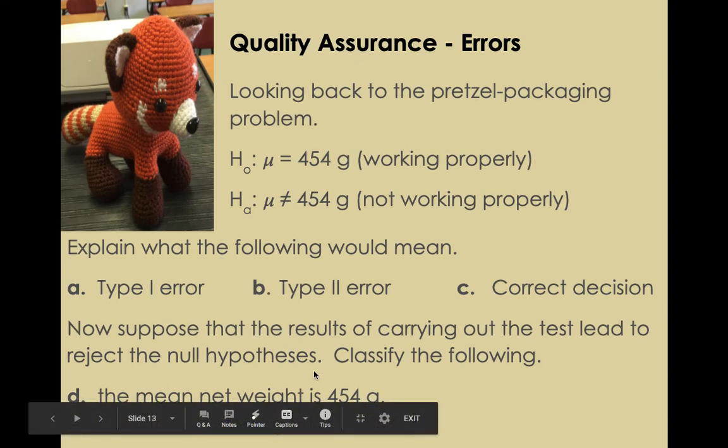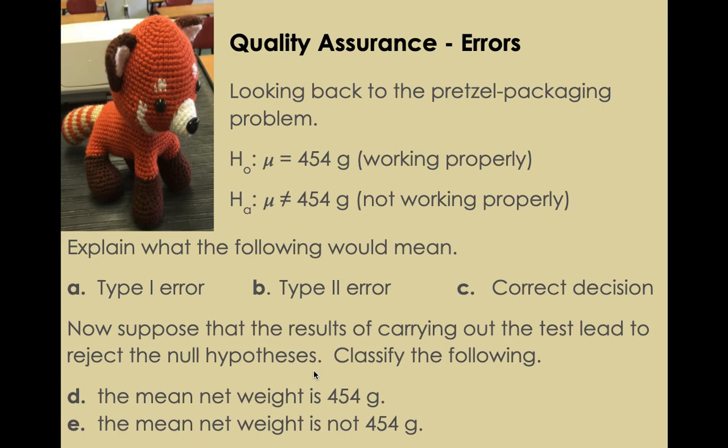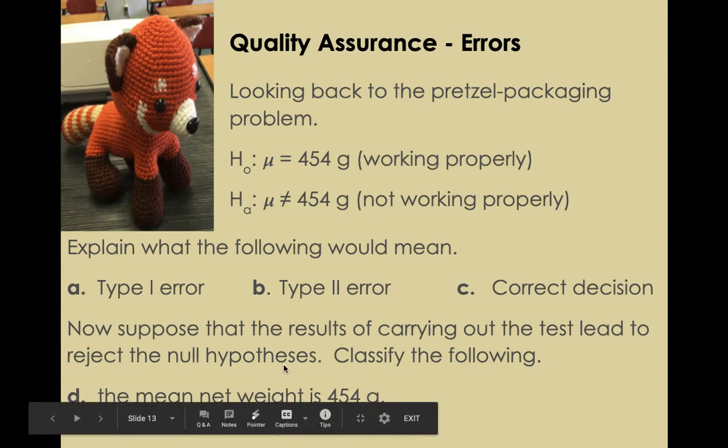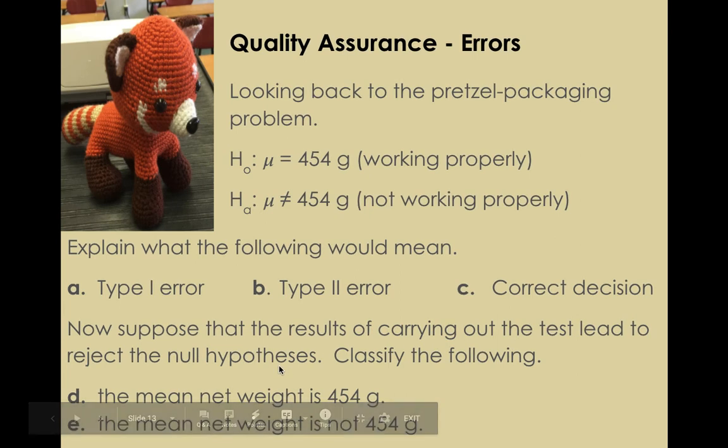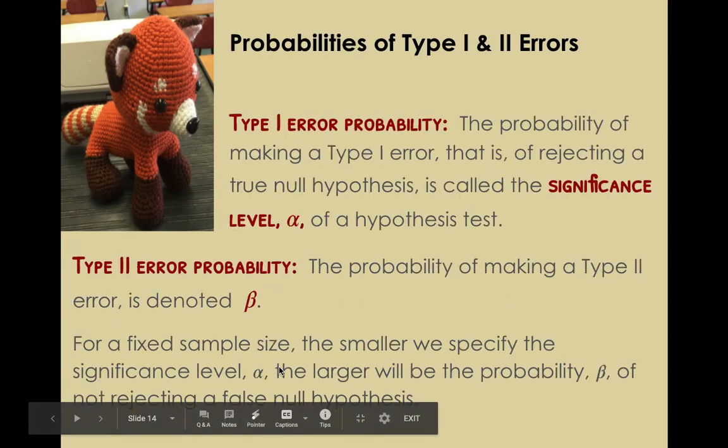So, if the mean weight really is 454 and I rejected the null hypothesis, that means I made a type 1 error. If the mean weight is not 454 grams and I rejected the null hypothesis, that means I made the correct decision. So that's, again, classifying your errors. And it makes a difference whether it's a type 1 or a type 2. So that's why we do spend some time with that vocabulary there.